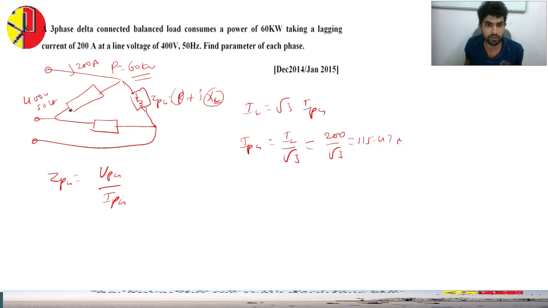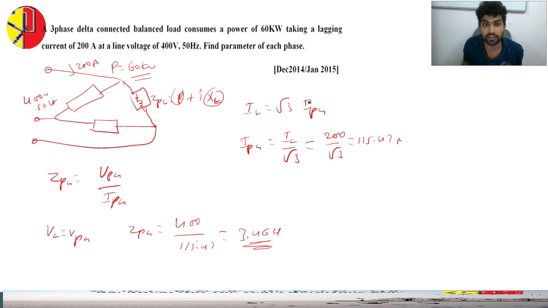Now we can calculate Z phase, right? Z phase is equal to what? Here VL is equal to V phase for delta. So Z phase is equal to V phase, 400, divided by 115.47. We'll get the answer as 3.464, right? 3.464. But Z phase in terms of R plus JXL, we want the phase angle, right?